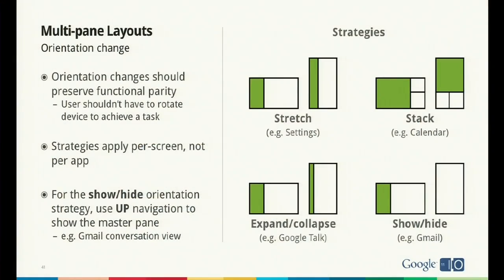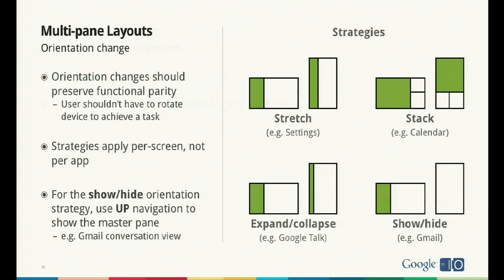A variant of that is what we do in Gmail when you're reading a conversation and you're in portrait view, is that we tuck away the list of conversations and it slides off the screen to the left. But we give the user, using up and back, a way to bring that back on and select a different conversation or select multiple conversations.